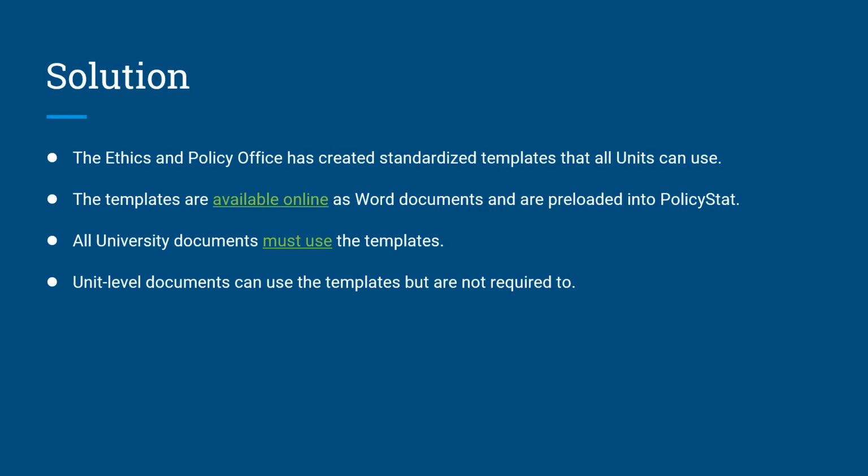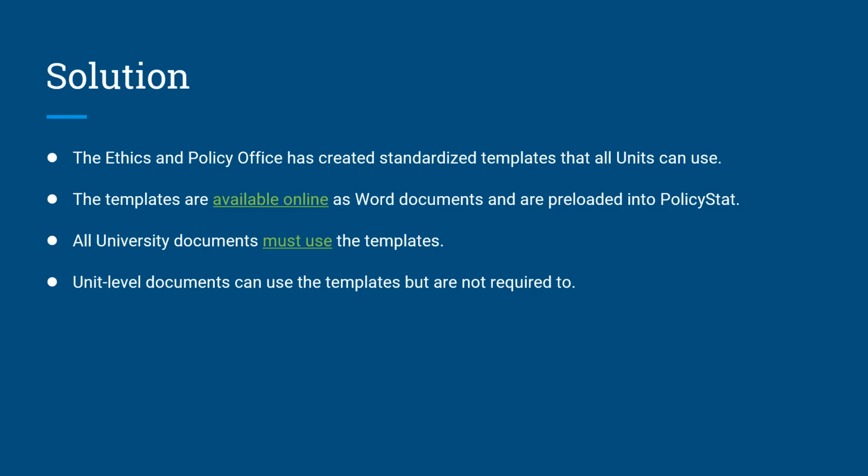When the Office of Ethics and Policy was created in early 2017, one of its first accomplishments was to create standardized templates for all units at UNC to use. There are templates for university-level policies, standards, and procedures, and different templates for unit-level policies, standards, and procedures. The templates are available on the Ethics and Policy website as downloadable Word documents. The templates are also preloaded into the university's official policy repository called PolicyStat.